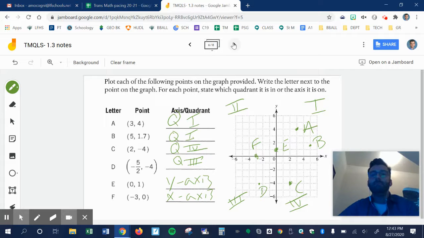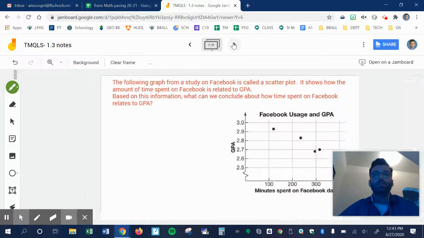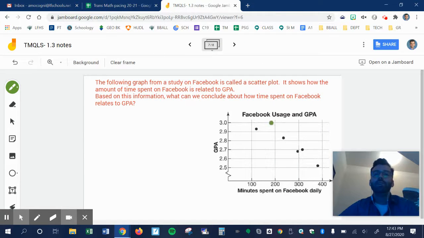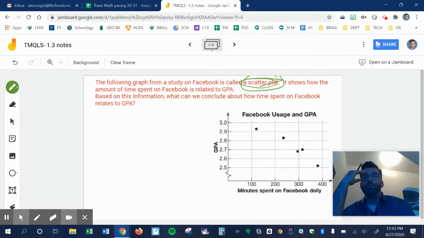Let's see if I want to do this. Yeah, let's do it. Here we go. If I were to graph, on Facebook, remember these are called scatter plots. When we examine data, we plot all these points from that data, and it's called a scatter plot. We're going to go more into this, but this is a brief introduction. It shows the amount of time spent and how it is related to GPA. This is the amount of time spent on Facebook.